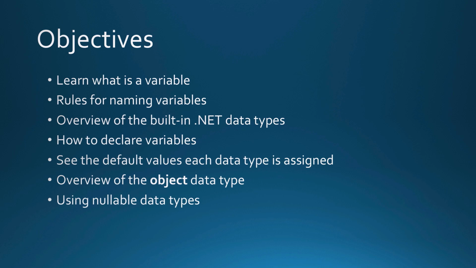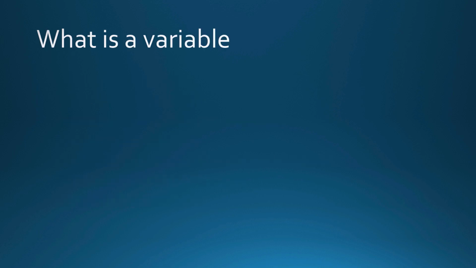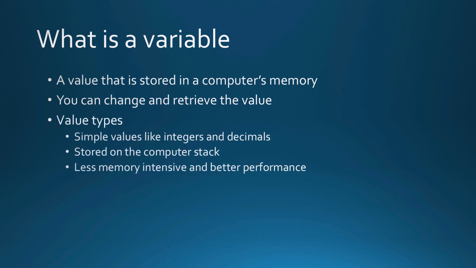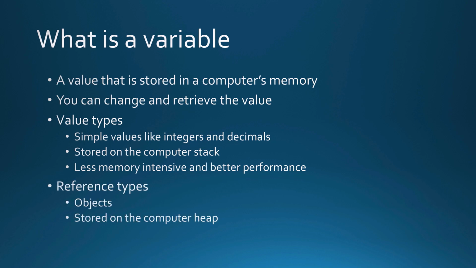Let's get started. Now, I'm sure you already know, but what is a variable? A variable is simply a value that is stored in computer's memory, and you can change and retrieve that value. There's two different types. There's value types. These are simple values like integers and decimals that are stored on the computer stack. They're less memory intensive and better performance than reference types.